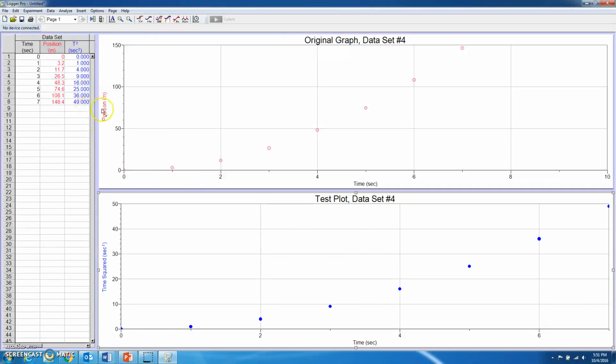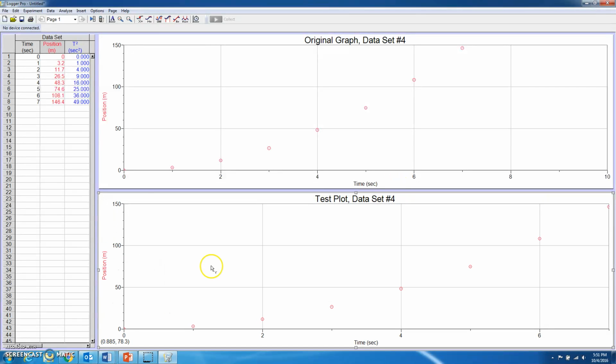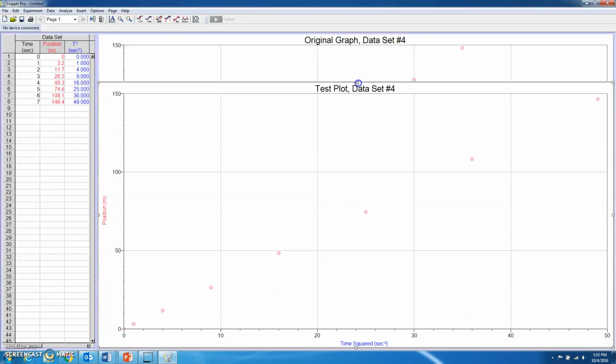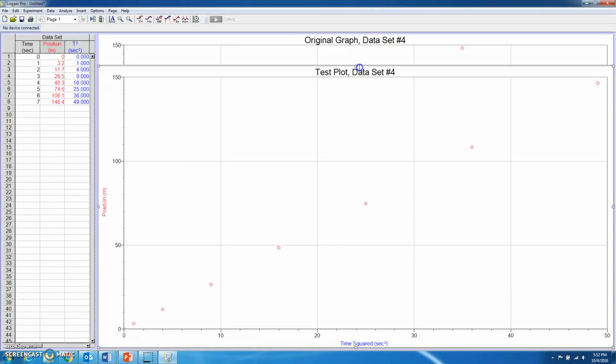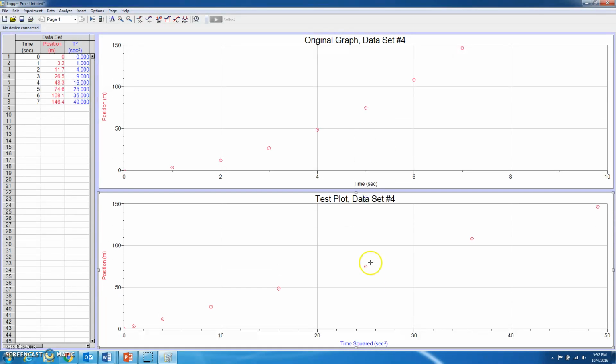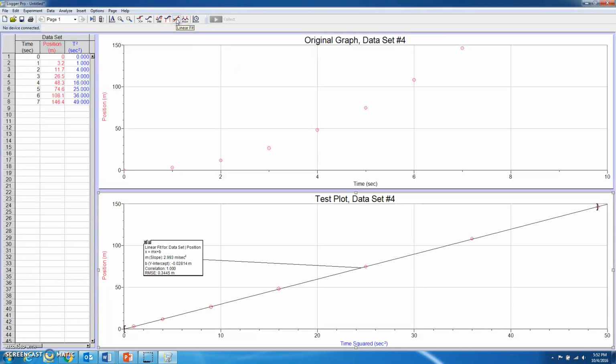And since we want to linearize this, we decided we wanted to graph position versus time squared. On the y-axis, we're going to select position. On the x-axis, we're going to select time squared. All right, the graph is kind of squished, so it might be a little hard to tell that it's linear, but you can see if we stretch that out that it is fairly linear. We can click once on the graph and do a linear fit.